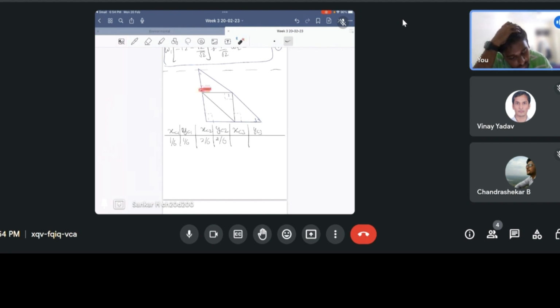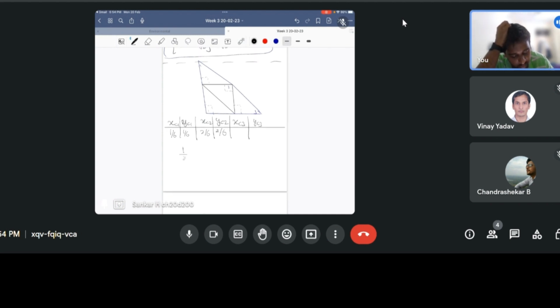We know that this much length is 0.5. So what is this length? We know that this much length is 0.5, and we know that this much length is 1 by 3 times 0.5. So the total length for computing xc3 will be given by 1 by 2 plus 1 by 3 times 1 by 2, which is equal to 1 by 2 plus 1 by 6, which is equal to 4 by 6. So this coordinate will be 4 by 6. Basically the length from here to here would be 4 by 6. Now since yc1 and yc3 are at the same level, we can directly write yc3 as 1 by 6.